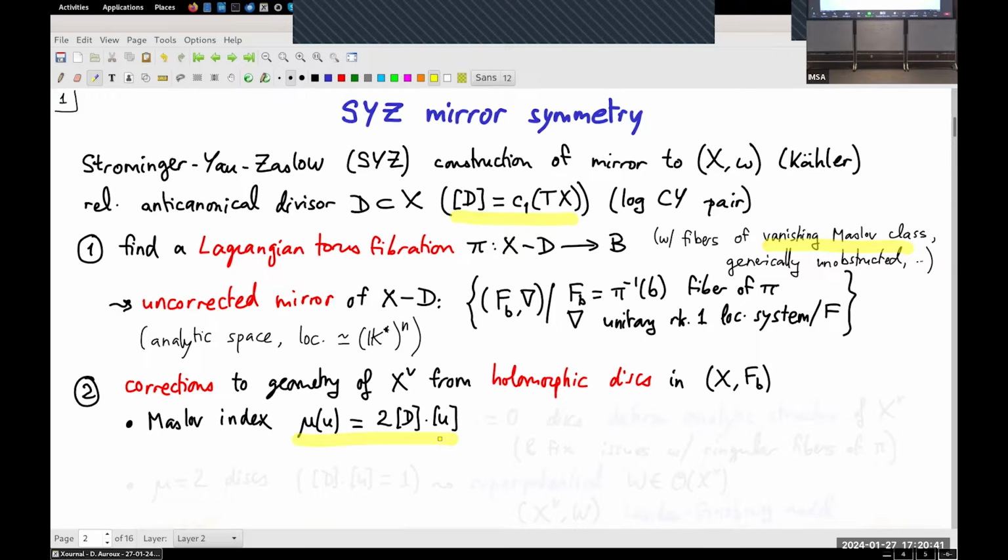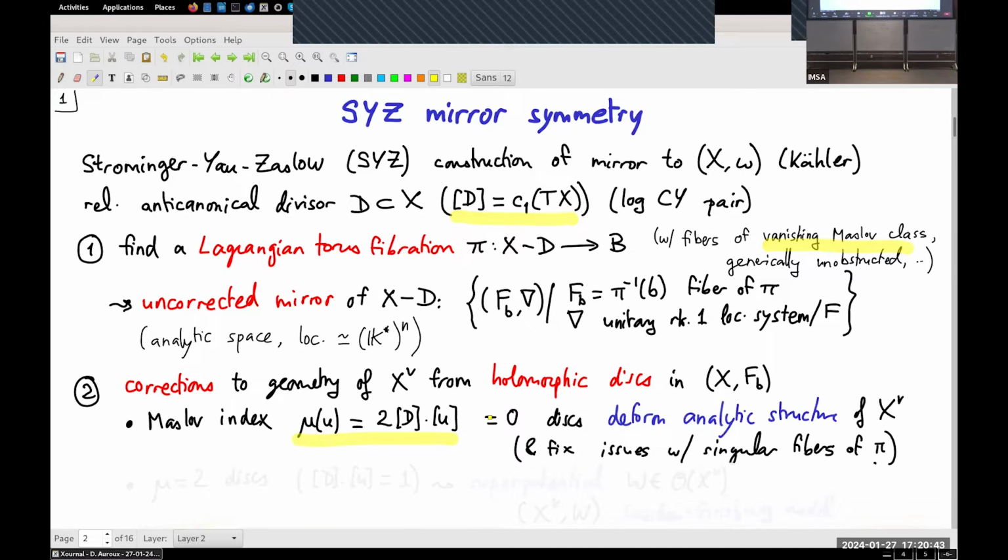Okay. So when the Maslov number, when the Maslov index is 0, we get disks that will contribute to deforming the analytic structure of a mirror. This is what comes up, for example, in Gross and Siebert's reconstruction problem, where they build wall-crossing scattering diagrams and the whole reconstruction algorithm. I mean, probably before Gross-Siebert, you should also say Kontsevich-Soibelman.